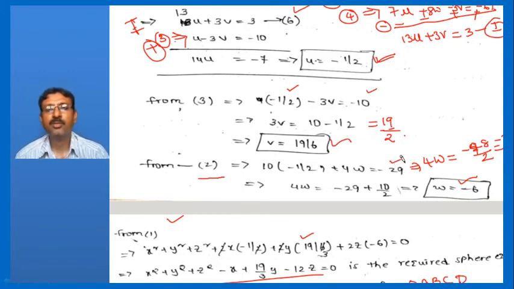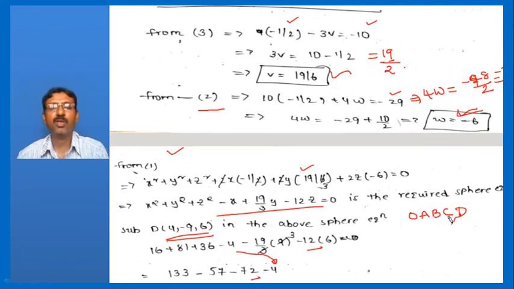Shifting to the right side, minus 29 plus 10 by 2. We get minus 48 by 2, that is minus 24. 4w equal to minus 24, then w equal to minus 6. So finally we got u, v, w, and d is 0. Substitute these values in equation 1. We get x square, y square, z square, 2u.